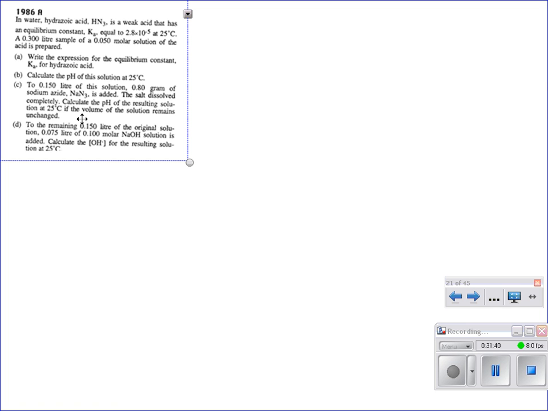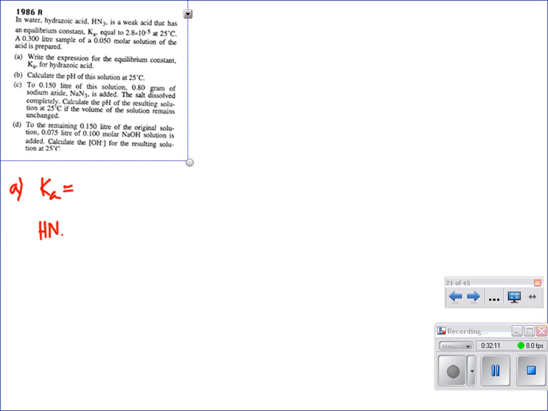So in water, hydrazoic acid is a weak acid. Be careful. A lot of students write NH3 instead of HN3 because you're used to writing NH3. This is a weak acid and it gives you the Ka. Part A says, write the expression for the equilibrium constant Ka. Well, we usually need a reaction to see that, right? So it's a weak acid. How do we write a reaction for that?